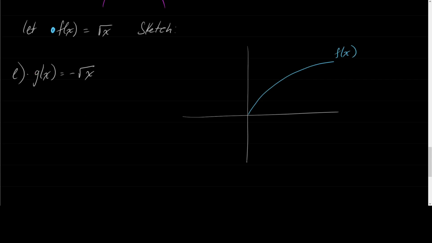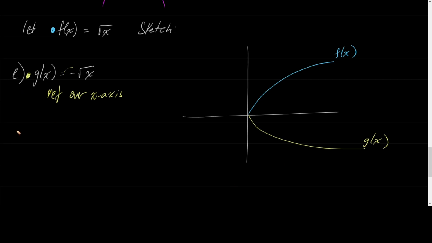In yellow, let's look at g of x. Negative square root of x. This is our reflection over the x-axis, all right? Because it's happening on the outside of the function. So there we go, something like that. That's g of x.